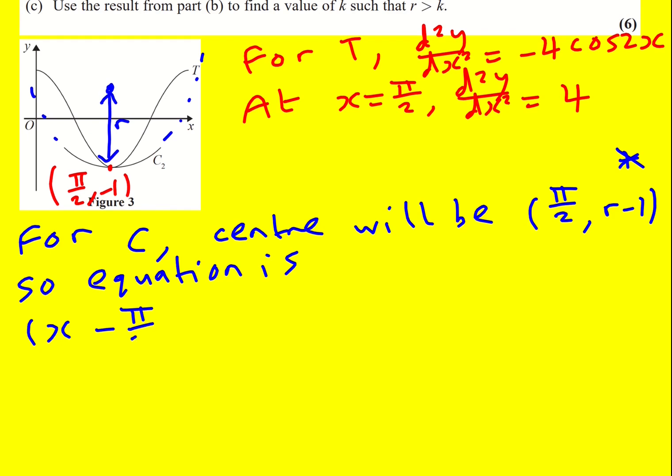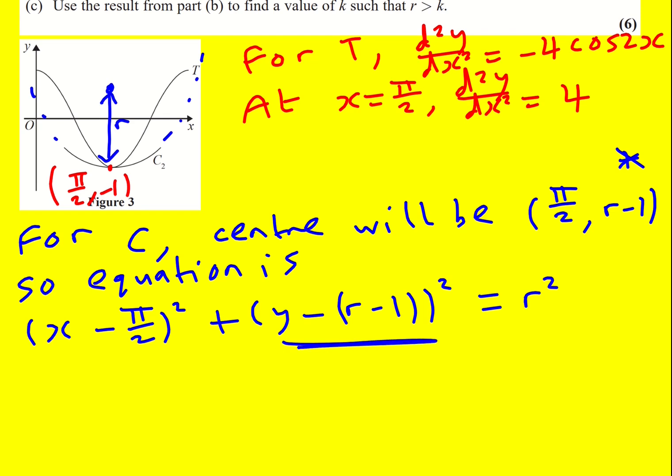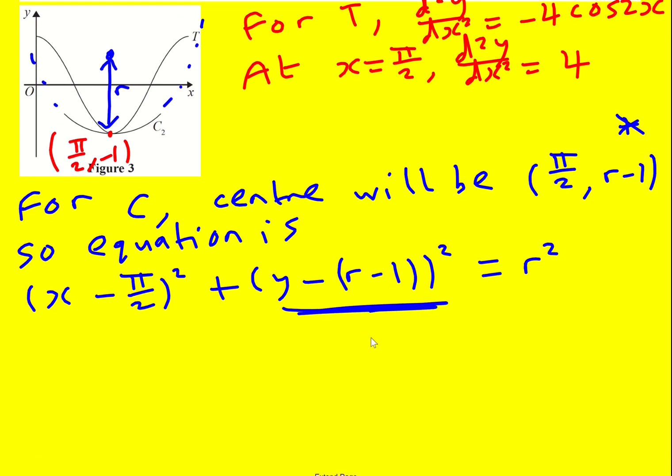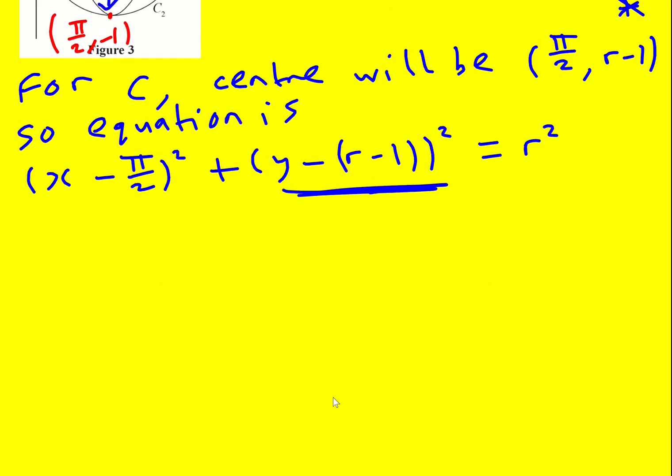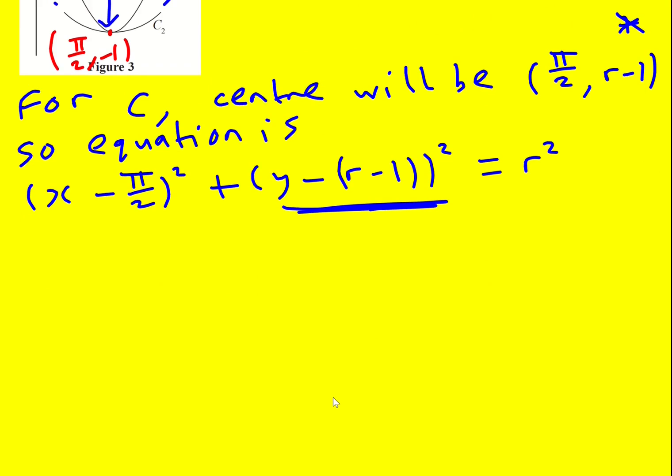(x − a)² + (y − b)² will equal the radius squared. I hope I've convinced you about that, because I think this is the trickiest bit to get your head around. Now we want the second derivative of this, so we're going to need to do some implicit differentiation. I'm going to differentiate with respect to x, and that will give me 2(x − π/2).